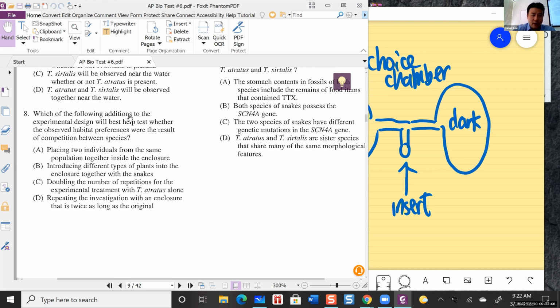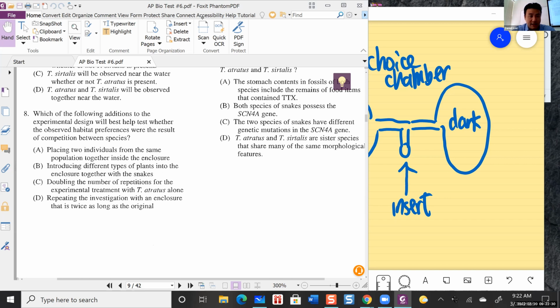Right. Which of the following additions to the experiment design will help to test whether the observed habitat preference is the result of competition between the species? Okay. So if you look at choice A, for example, placing 2 individuals from the same population together inside the enclosure, and B, introduce different types of plants.